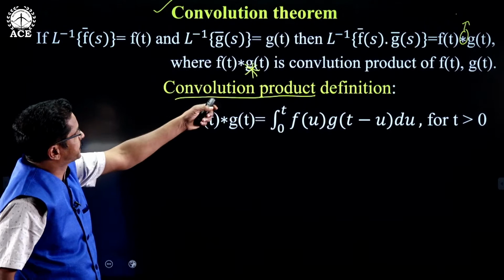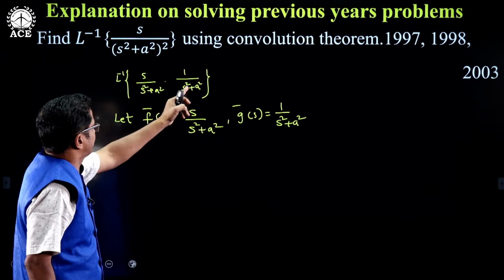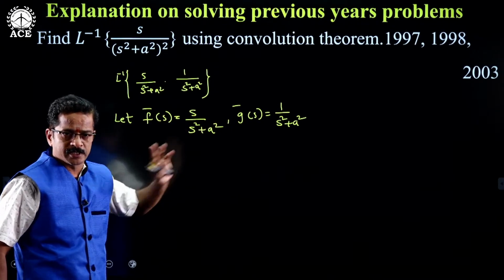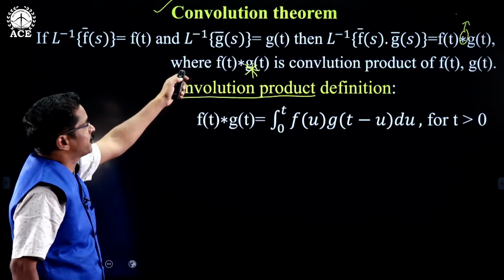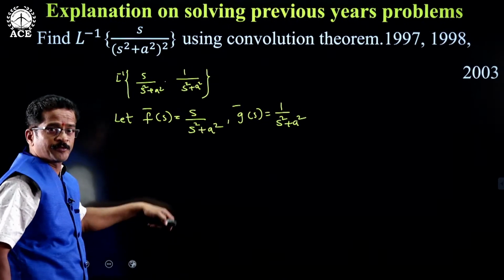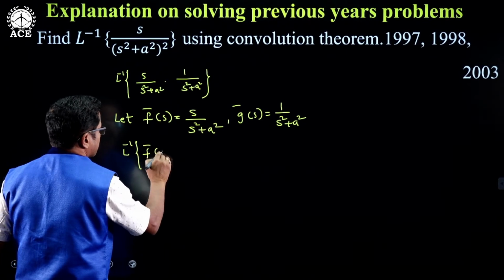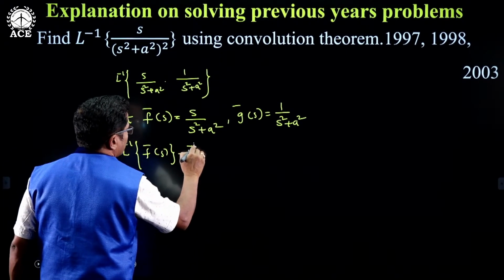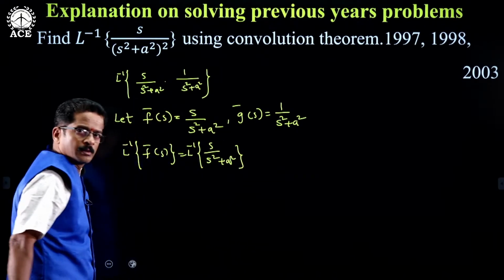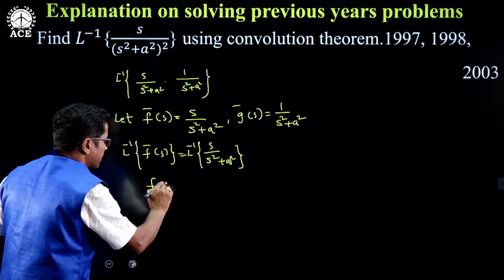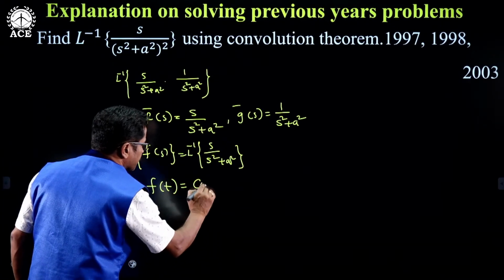Because, as the convolution theorem says, L inverse of f bar of s into g bar of s, where f bar of s is this and g bar of s is this. Now, as per that, L inverse of f bar of s is equal to f of t and L inverse of g bar of s is g of t. So you have to find f of t and g of t. L inverse of f bar of s is L inverse of s by s square plus a square. So L inverse of f bar of s is f of t. L inverse of s by s square plus a square is cos a t.